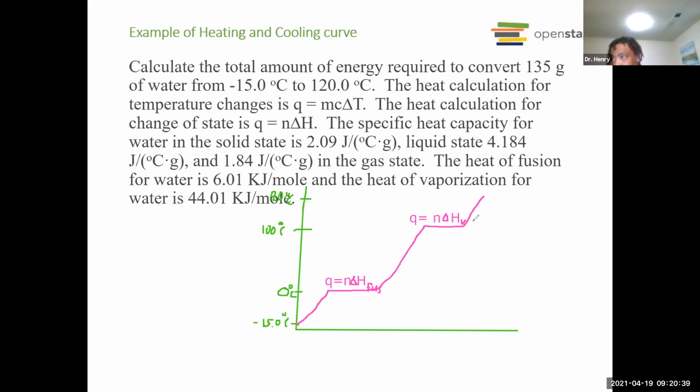and that's vape. We know that this guy is going to be Q equals MC. And we know that's going to be ice. And here, the T is going to be from 15 degrees to 0 degrees. So our 0 minus 15.